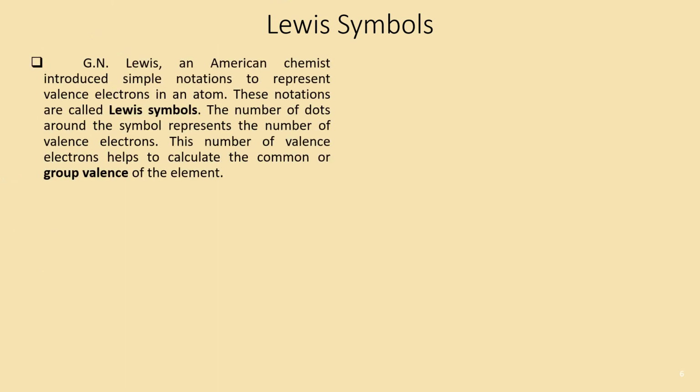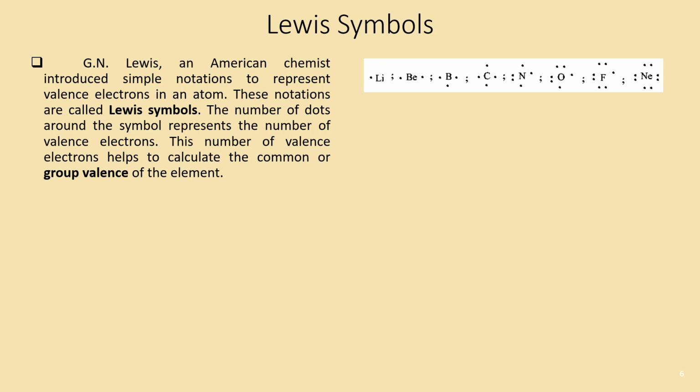G. N. Lewis, an American chemist, introduced simple notations to represent valence electrons in an atom. These notations are called Lewis symbols. The Lewis symbols, that is the dot representations for different elements in group 2, are shown here.